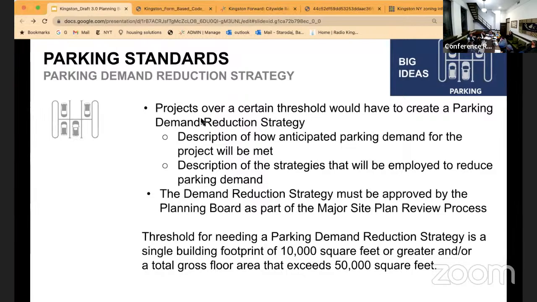Yeah, I think this gets back to what the right balance is, right? Because we know we need more housing. So what is the right balance? How much development do we want to allow?